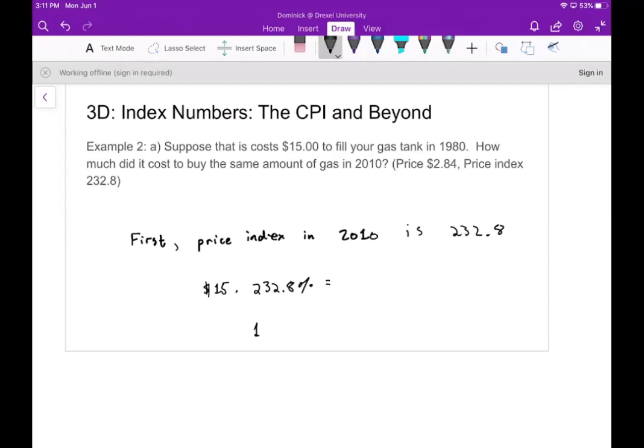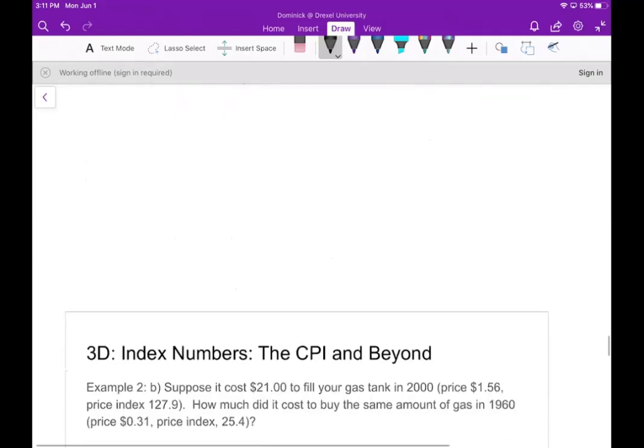So if I do that, I need to do 15 times 2.328, right? Because now I'm converting from a percentage. And if I do 15 times 2.328, we'll get that the same tank of gas costs $34.92. All right. So we actually didn't need the price per gallon. Right. In here, we just needed the price index. Right. So just be careful of that.